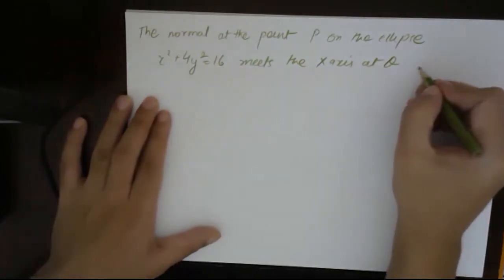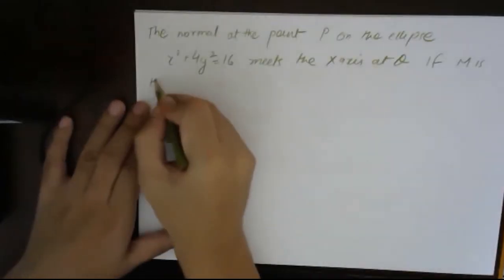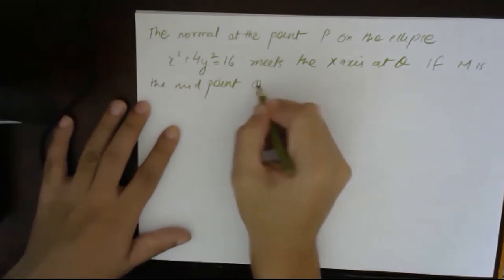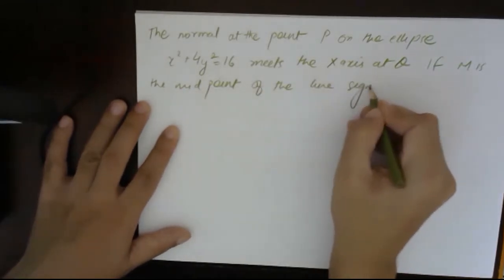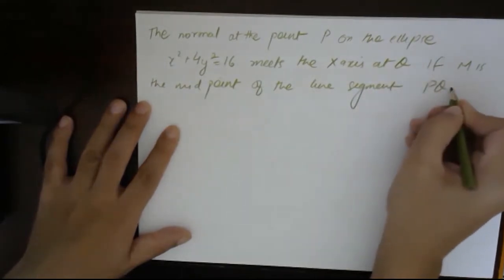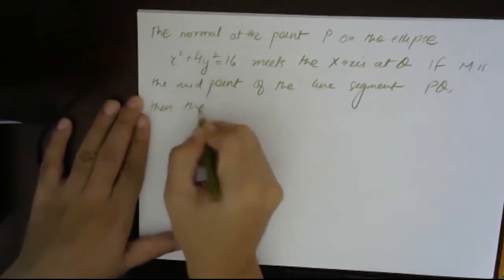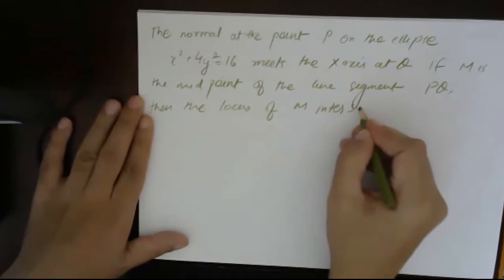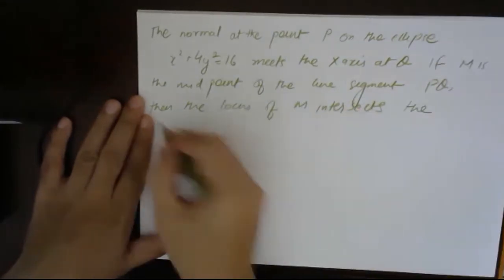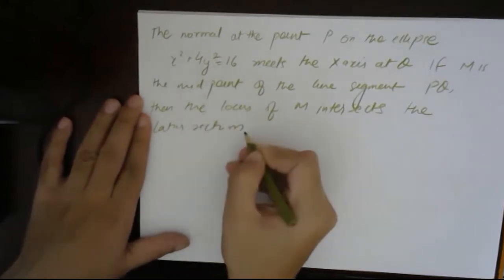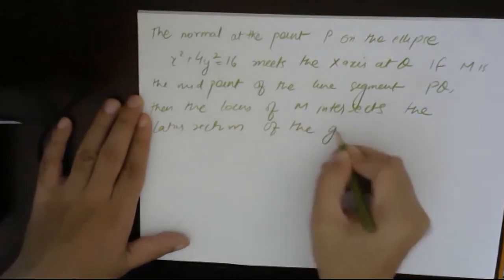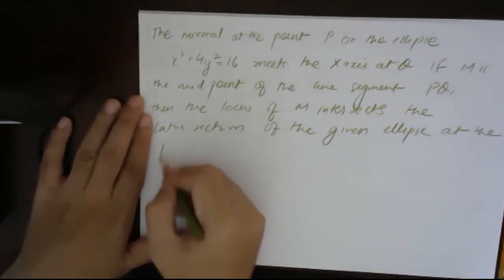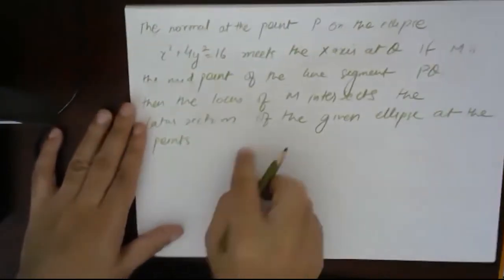If M is the midpoint of the line segment PQ, then the locus of M intersects the latus rectum of the given ellipse at the points. Okay, so you have to find the points at which it intersects.